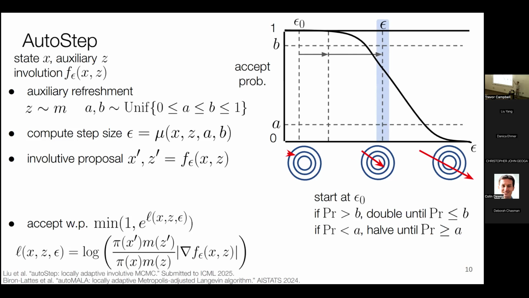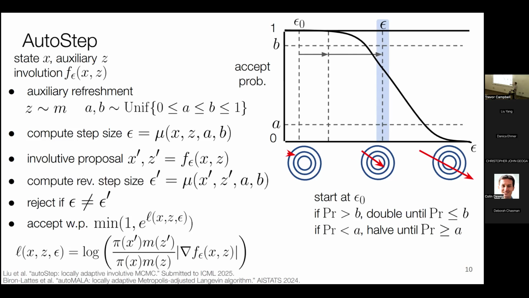I cannot just do this by itself because this is not maintaining the right stationary distribution. I have to correct for the fact that I picked my step size. And so what we do is something called a reversibility check, where once I use that step size to make a proposal, I compute the step size again at the proposed point, and then I make sure that I would have used the exact same step size going forwards and backwards. If I use the same step size going forwards and backwards, we're good to go. I can do the Metropolis-Hastings correction. If they're different step sizes, I reject immediately.